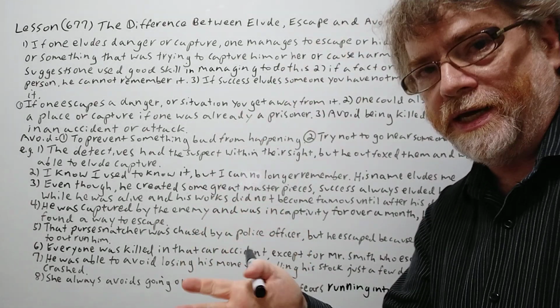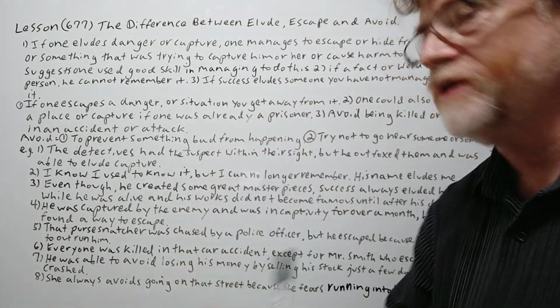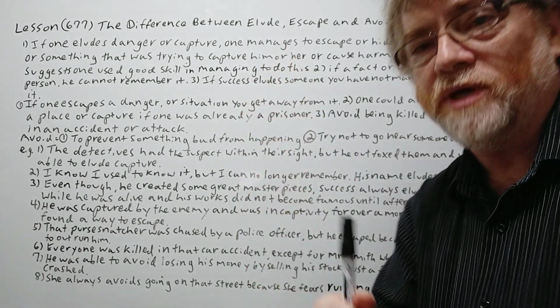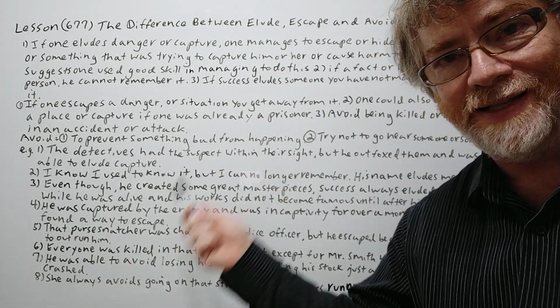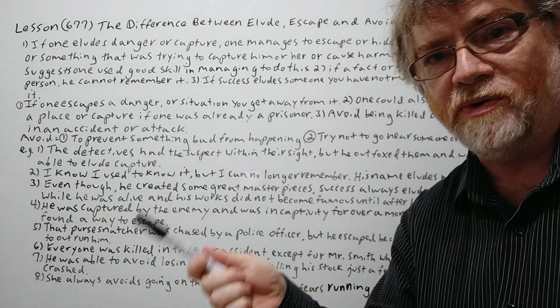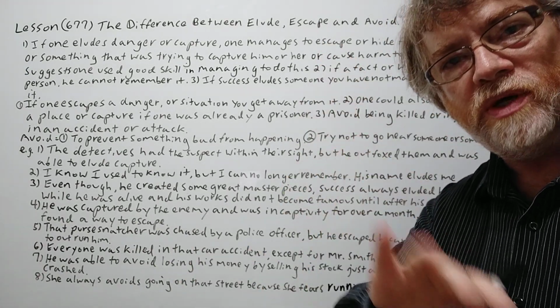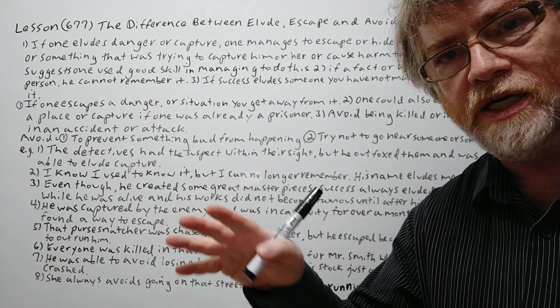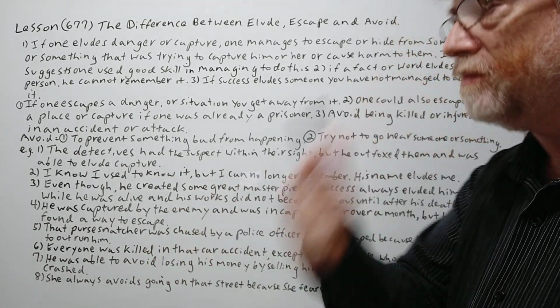All right, now these three do have some crossover. Technically, every time you elude something, you probably escape it and avoid it at the same time. And when you escape something, you probably also avoid something bad. But we'll give you key hints of when you're more likely to use one than the other. Okay, let's take a look.